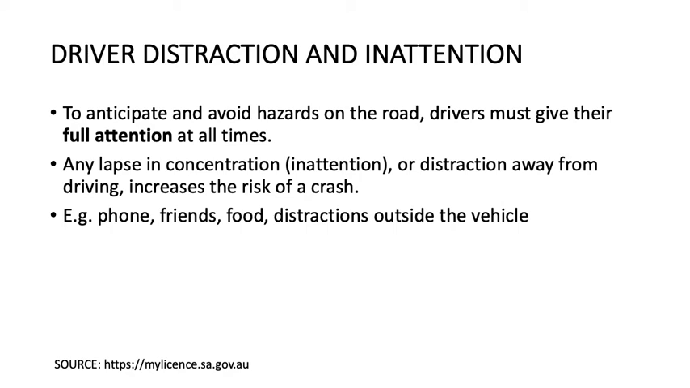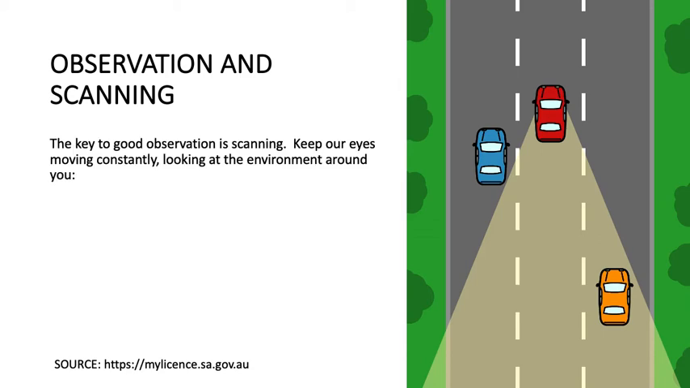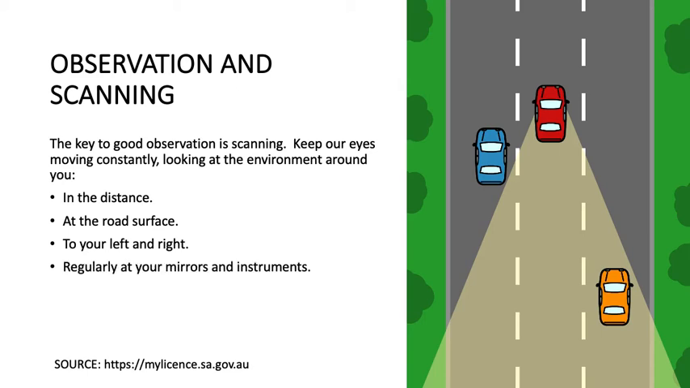You might see other people driving along behind you looking at their phone, and you might choose to change lanes to avoid them because again, you want to protect the buffer zone around your vehicle, also known as the crash avoidance space. Observation and scanning, one of the most important principles to go through with your learner. The key to good observation is scanning. Keep our eyes moving constantly, looking at the environment around us, into the distance, at the road surface to your left and right, regularly at your mirrors and instruments. So this will be reinforced constantly in those level 1 sessions right through to build routine into the driver.